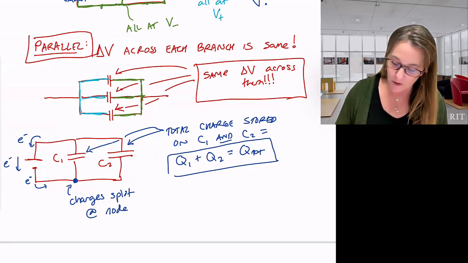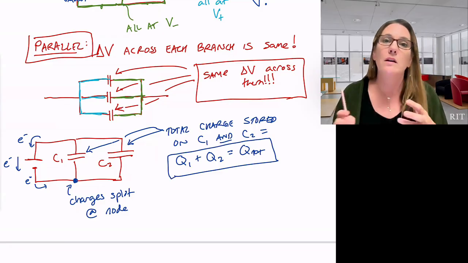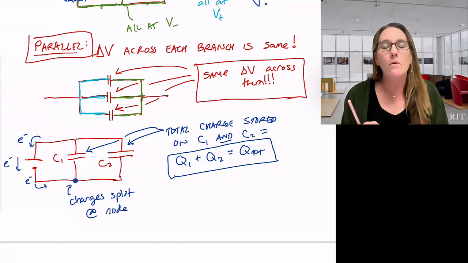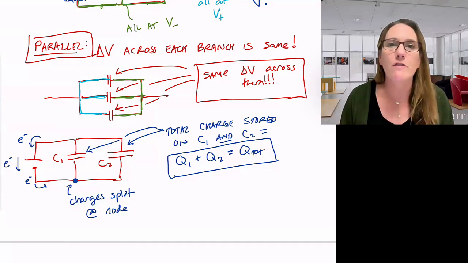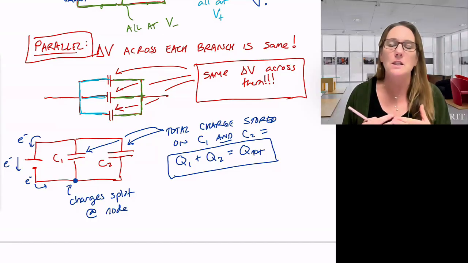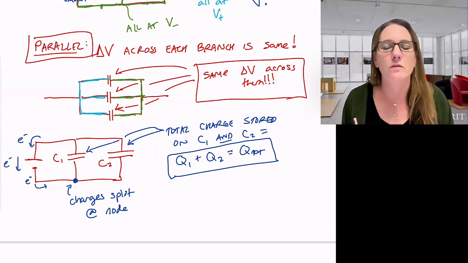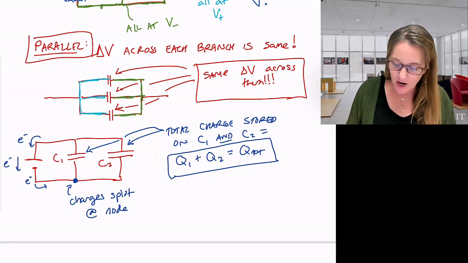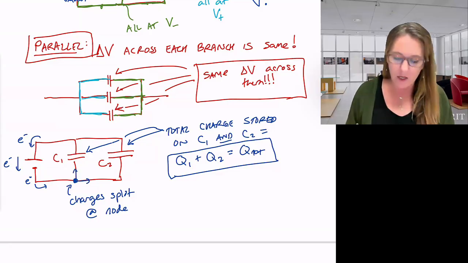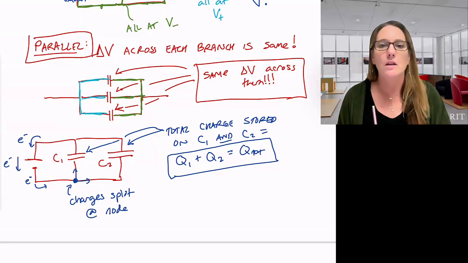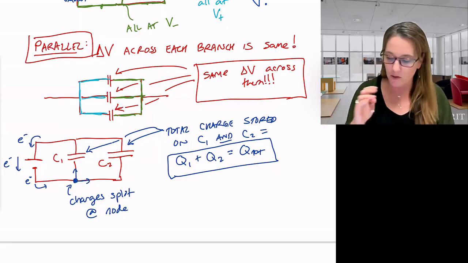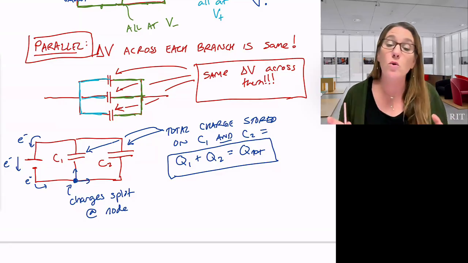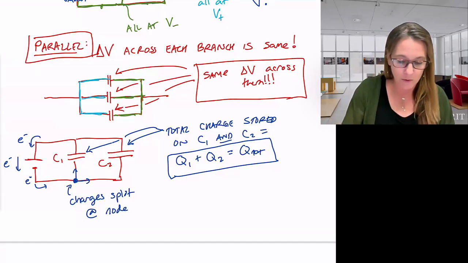Now that might sound like a really obvious result, and hopefully it feels that way. And if it feels that way right now, remember that as we start adding in more layers and more different scenarios, we can fall back on our common sense in order to think about what some of these rules are. So my charges are going to add because they have a choice about splitting at this junction. And so I'm going to end up with some charge on C1 based on its capacitance and some charge on C2 based on its capacitance. And the total charge that I can store is going to be the sum of both of those.